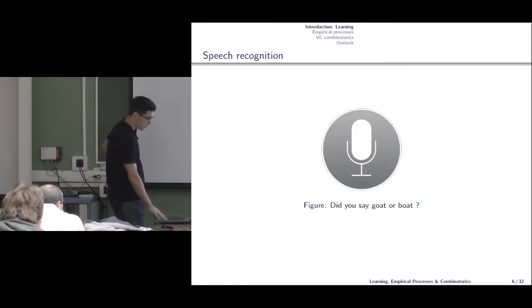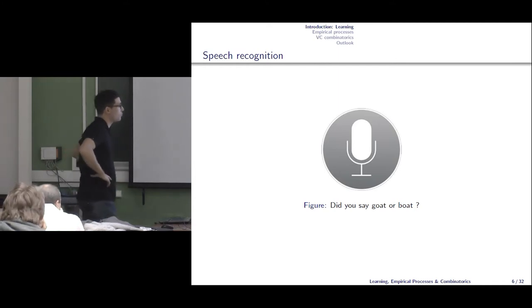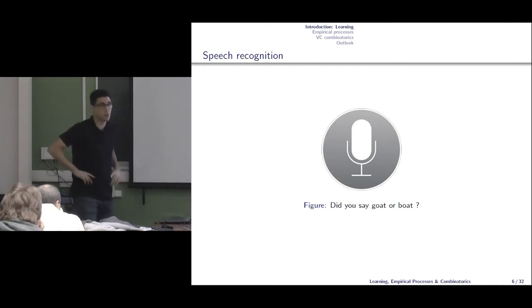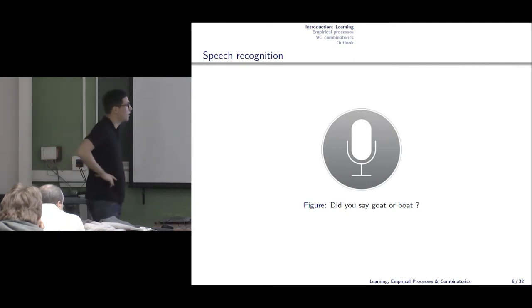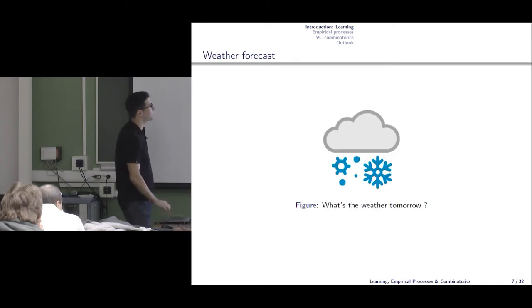This question, of course, applies also to speech recognition. If I take a thousand people to whom I ask to pronounce the word goat or the word boat, and now if I take a new person and ask him to pronounce a word, am I able to distinguish automatically if this word was goat or boat? Okay, so the same applies for weather forecast, though probably not as satisfactorily. This is something we can discuss at the end.